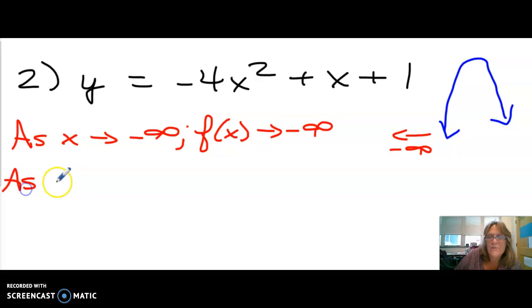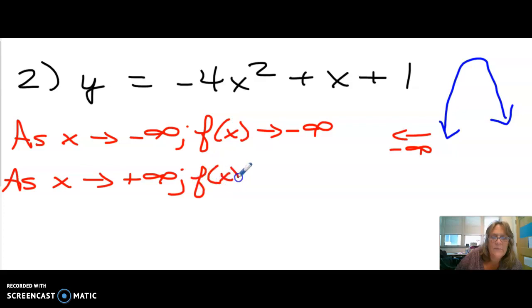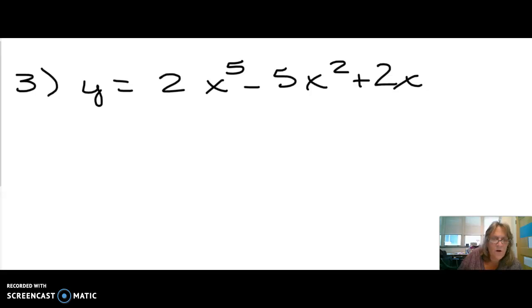As x approaches positive infinity, what is the end of our graph approaching? What is f of x approaching? Now remember, we said even functions. This is an even function. Largest exponent is an even number. They should both point in the same direction, and these do. So let's look at the next one on our graph.